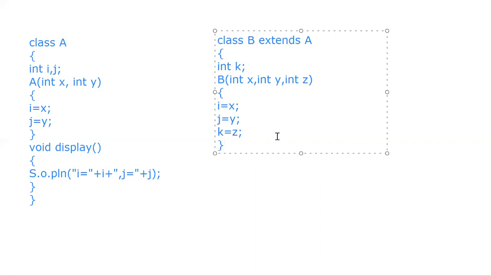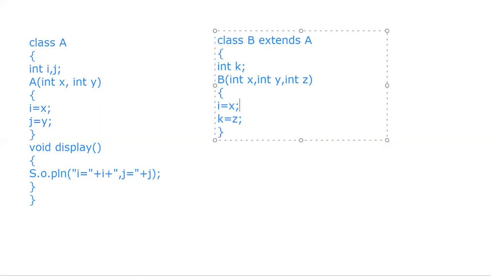Or since we have already discussed super, instead of these two lines you can refer here. I equals X, J equals Y is already defined in constructor A. So since the constructor A is defined, I can use this code instance, I can just call the super constructor. Among super constructor, I need to set value of I as X, value of J as Y.